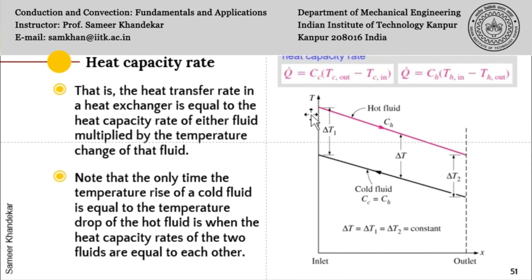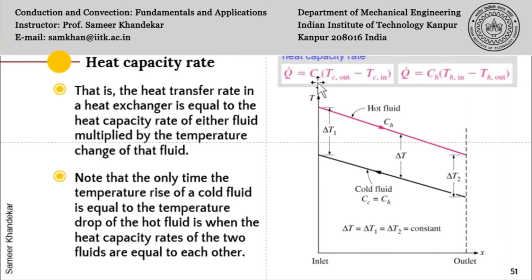So now what happens if Cc is equal to Ch? Just to look at this diagram here, it's a counterflow heat exchanger, and you can see that the delta T1 and delta T2 are identical. Why does it happen? Because Ch and Cc are the same.